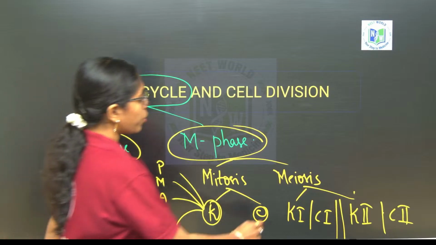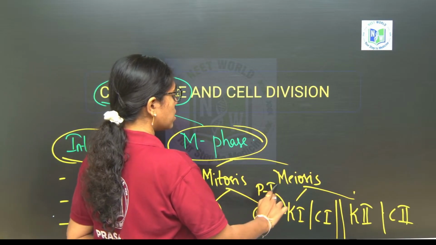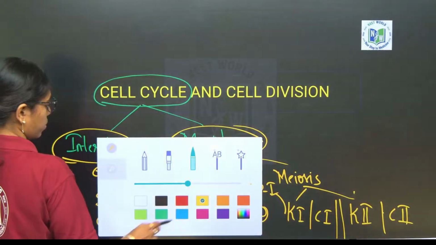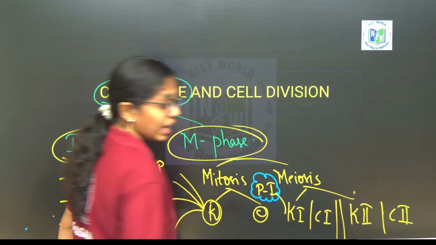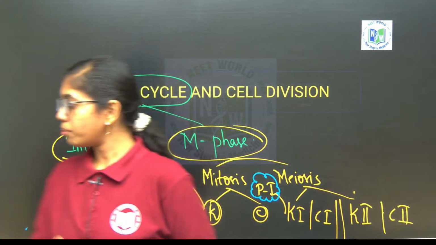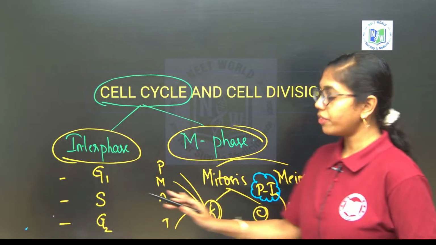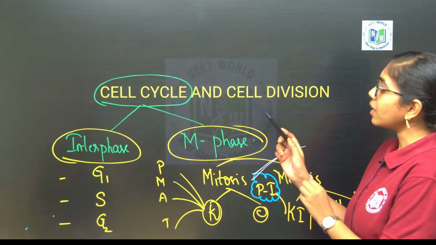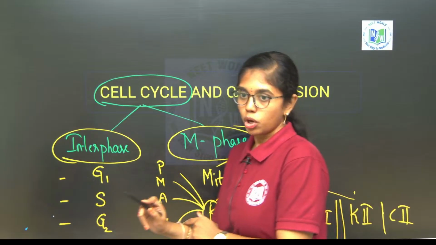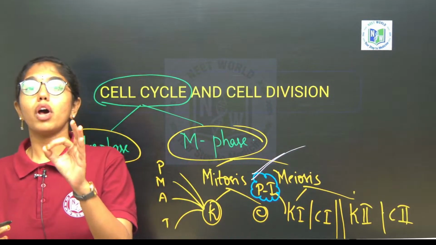As such, prophase 1 of karyokinesis is so much important. You can keep how much ever star marks you want. Fine. In every alternate year from cell cycle and cell division, there is a definite question on the prophase 1 of meiosis. And what are the questions that we can expect in NEET? Most importantly, match the following type of questions.